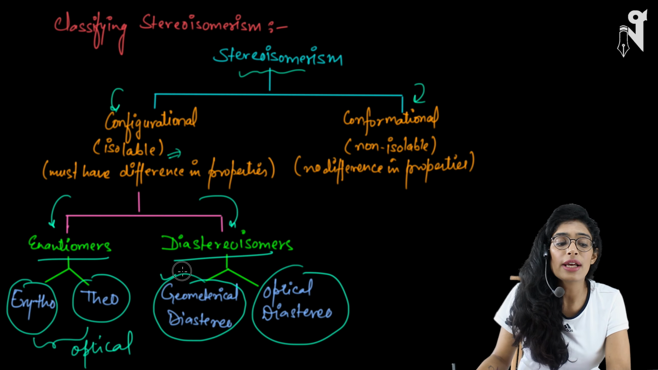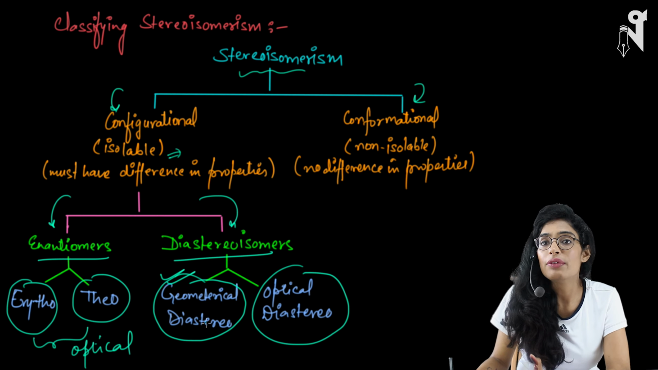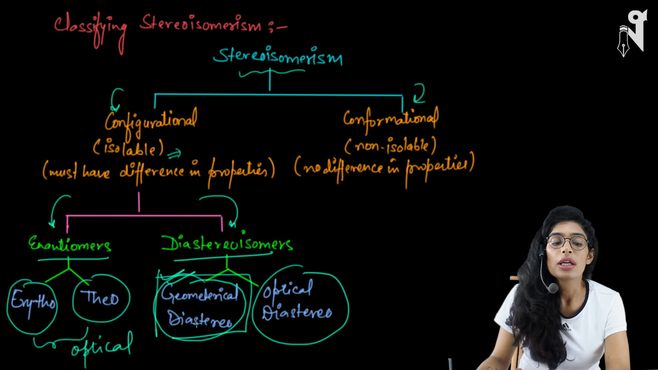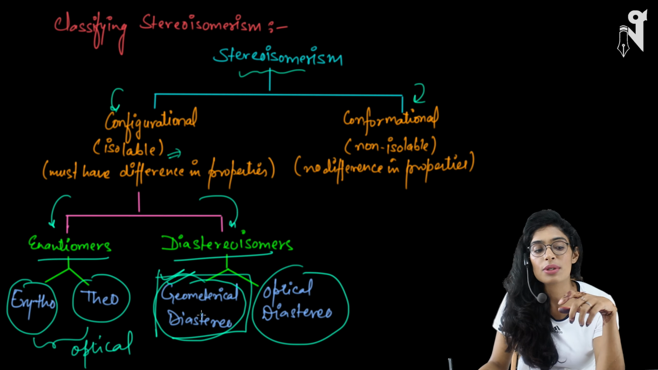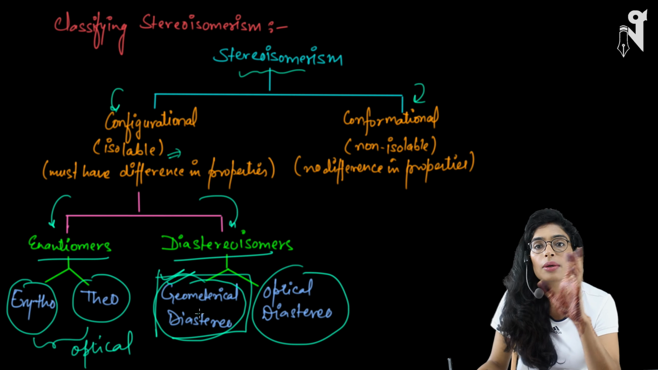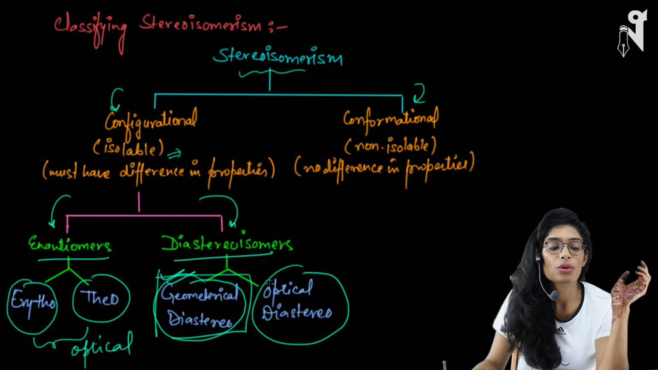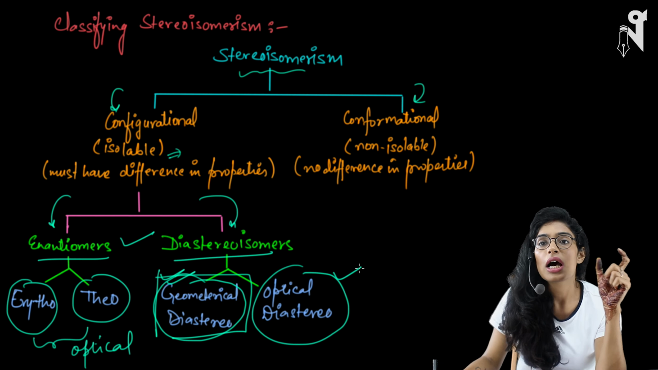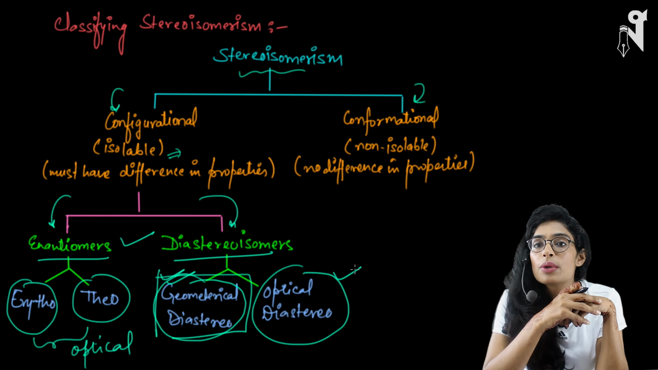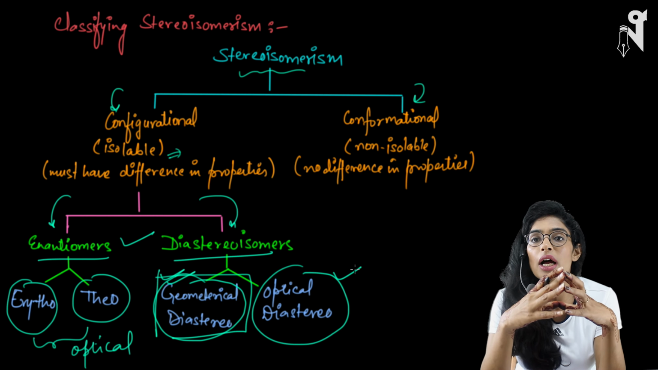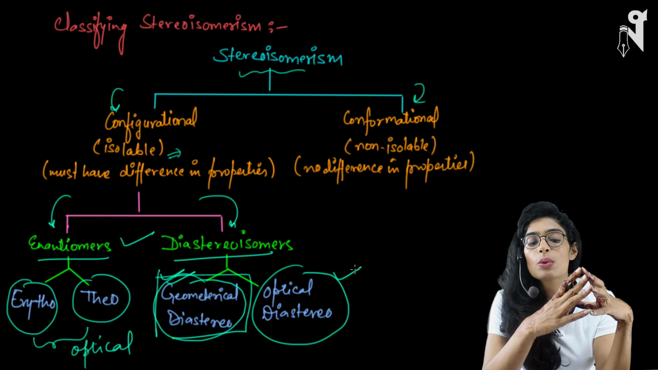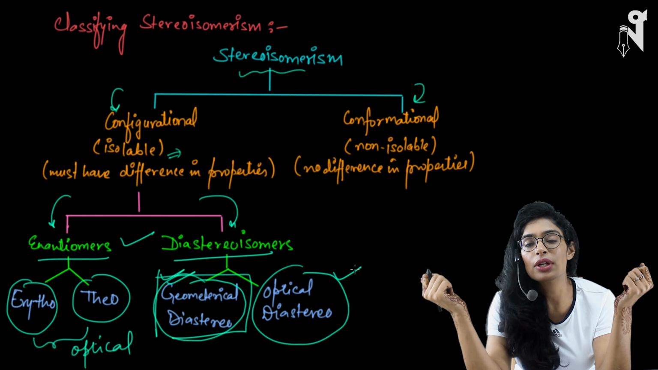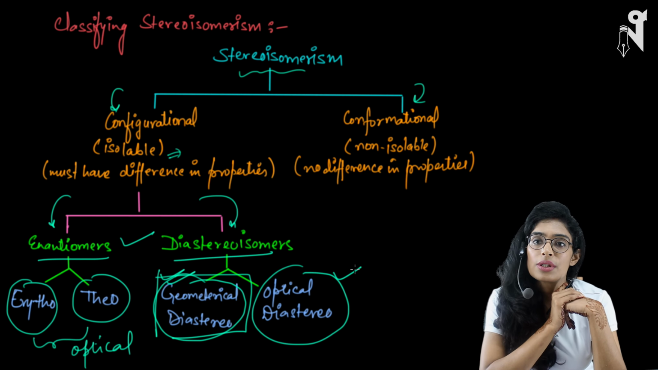Geometrical isomers, whatever we have studied in geometrical isomerism, are always considered geometrical diastereomers. So geometrical isomers are diastereomers. They are neither enantiomers nor erythro-threo. So enantiomers, erythro-threo and optical diastereomers are the parts of optical isomerism. In optical isomerism, you will understand what exactly enantiomers and diastereomers mean, and these two terms are very specifically used for optical isomers.